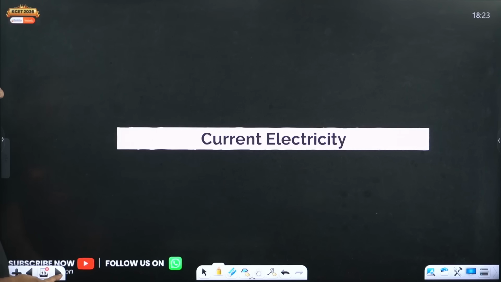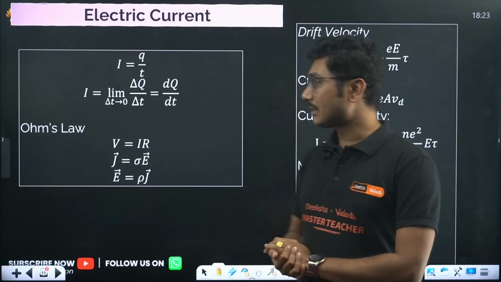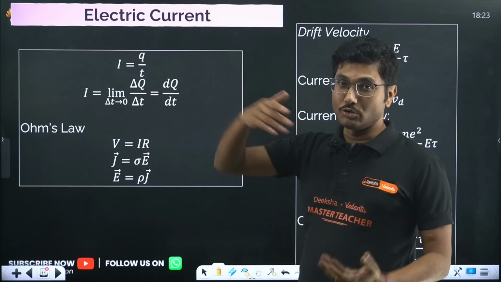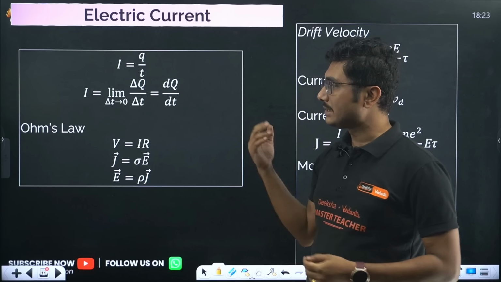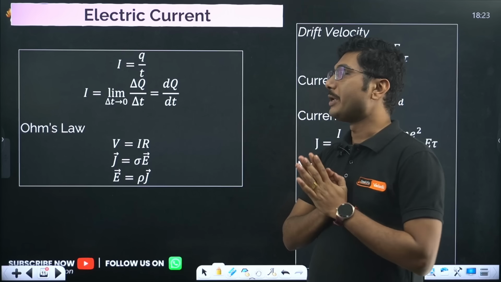Okay, now let's move on to the next chapter, current electricity. Current electricity is again another important chapter. Those who are coming from KCET know that current electricity is an important chapter for KCET, but it is also important for the COMEDK exam as well.